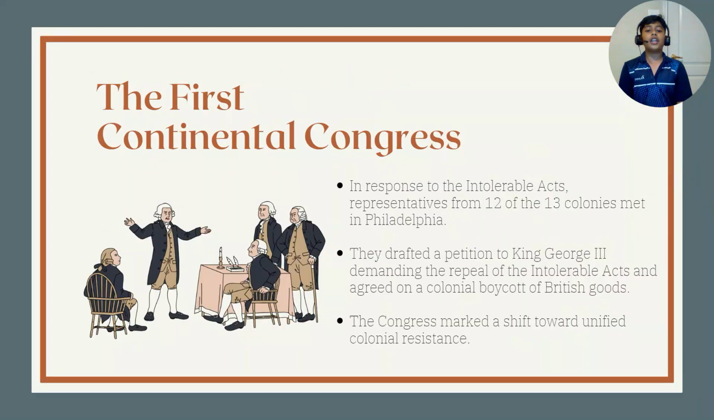The First Continental Congress, or meeting. In response to the Intolerable Acts, representatives from 12 of the 13 colonies met in Philadelphia. They drafted a petition to King George III demanding the repeal of the Intolerable Acts and agreed on a colonial boycott of British goods. The Congress marked a shift towards unified colonial resistance.